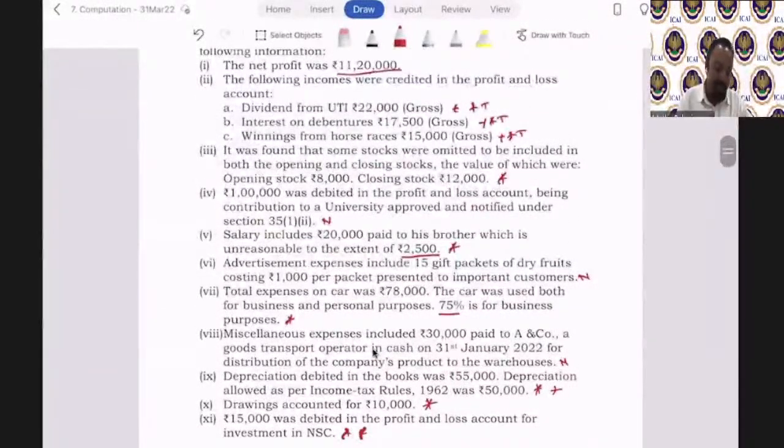And this interest on debenture, as someone of you pointed out, Gayatri, you're right. The interest on debenture is actually on security, so it falls under 193, because 194A is only interest on other securities. So that is 193. So dividend is 194, interest on debenture is 193, and winnings from horse races is 194BB.